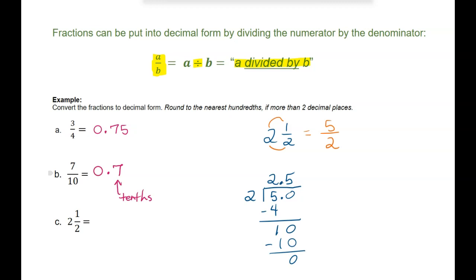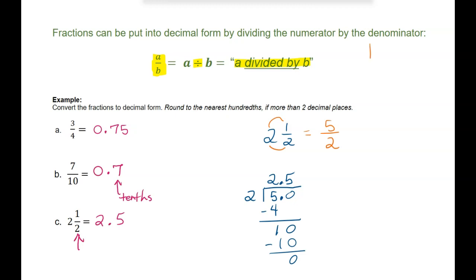Let's put our decimal where it goes. It should all line up. So note the decimal inside the dividend is going to line up with the decimal in our quotient. So the answer for 2 1/2 in decimal form is 2.5.